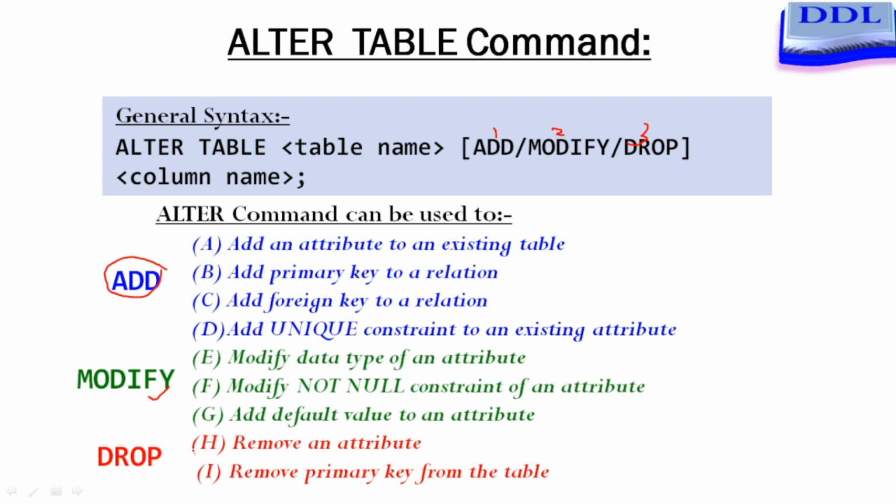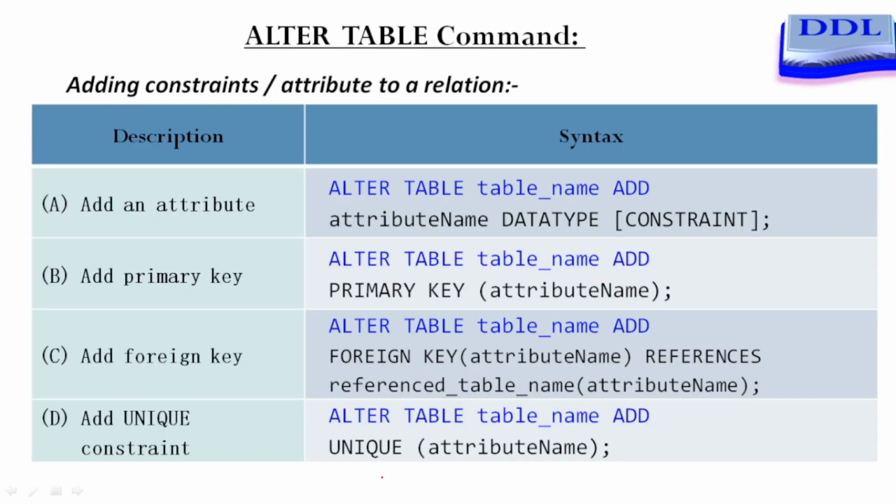By using this modify clause, we can do these 3 modifications. Next one is drop. The drop clause can be used to remove an attribute. We can remove an existing attribute by using this drop clause, or remove a primary key from a table. There will be only one primary key in a table, and in order to remove that primary key, we can use this drop clause. So the drop clause of alter table command can be used to remove an attribute or remove a primary key from the table. Now we can look at the syntax of each of these commands.